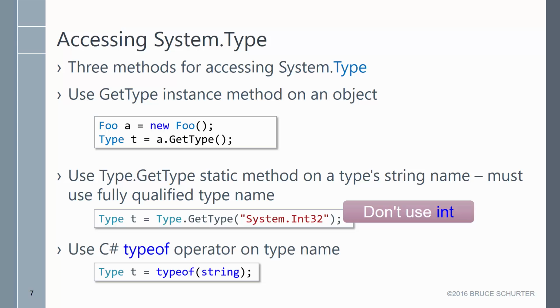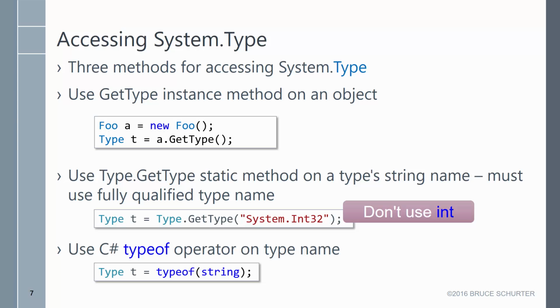You can also use Type.GetType, which is a static method of the Type class, and provide it a string of the type you wish to find. In this case, we're not going to be able to use the C# alias int. As you can see here, we have to say System.Int32. It must be the fully qualified type name. So it's going to be namespace.className or struct or enum.